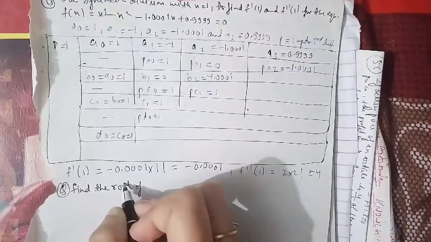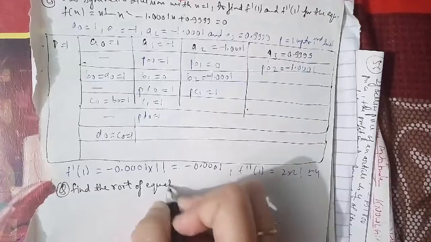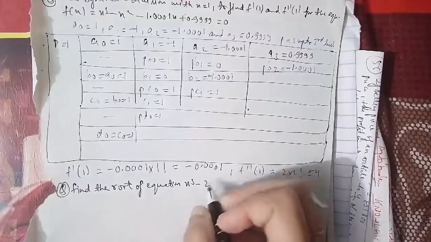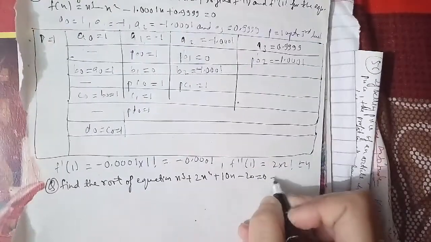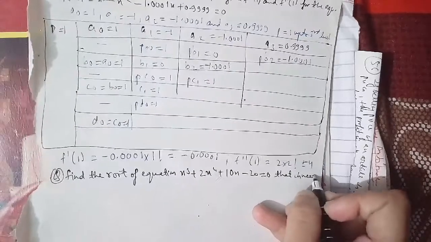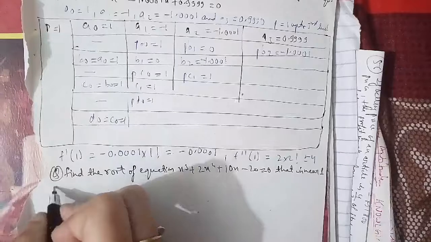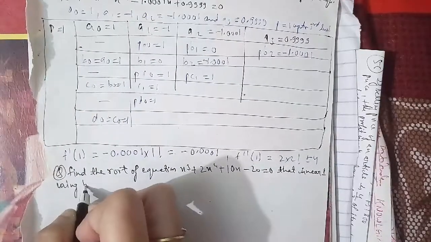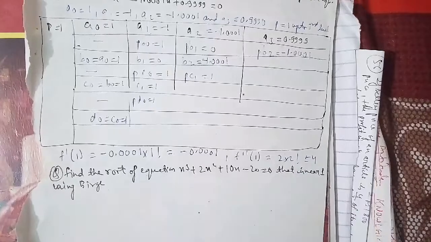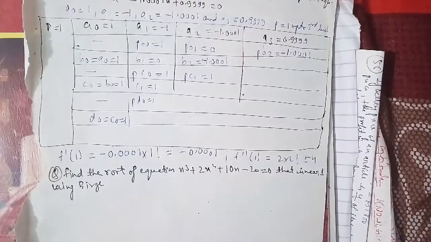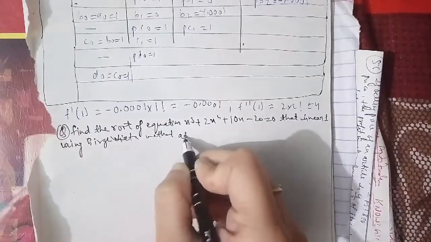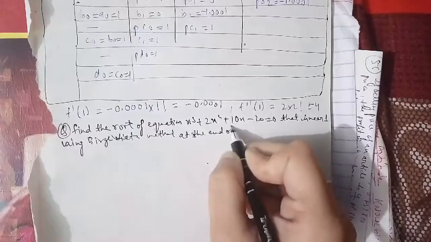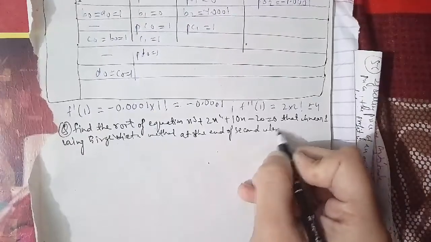Find the root of the equation x cubed plus 2x squared plus 10x minus 20 equals 0, that is near 1, using the Birge-Vieta method at the end of the second iteration.